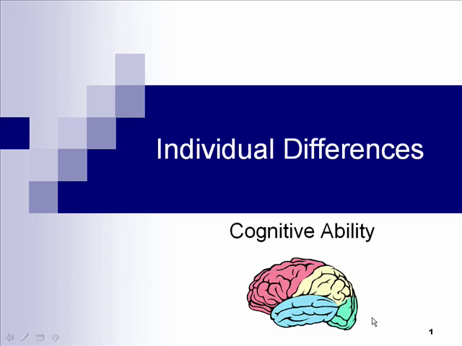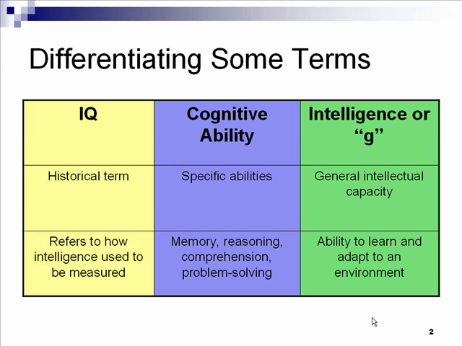Okay, so let's talk about some different individual differences separately. We'll start off with a big favorite in IO psychology, cognitive ability. Let's begin this part of our discussion by distinguishing between a few different important terms.